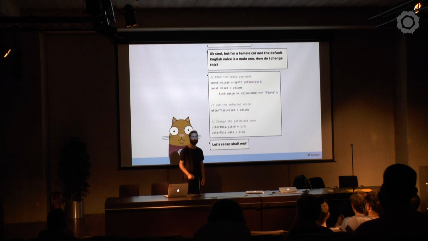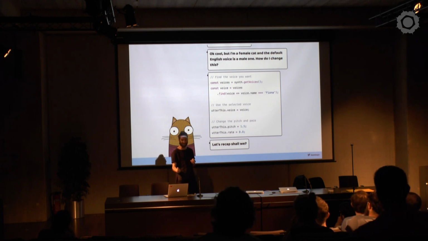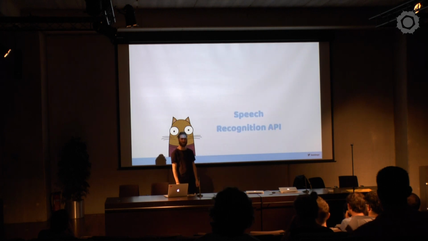I should have made this an element so I didn't do the thing twice, but fine. So let's recap. All we need to do to make the browser talk is we have the synthesizer, we create an utterance, give some text and some characteristics, say to the synthesizer, speak this, bam, your browser speaks. So that's the first API I was going to talk about.